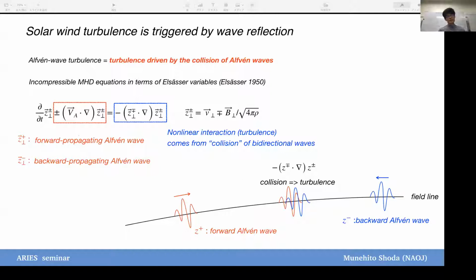So the second topic is the Alfvén wave turbulence. Alfvén wave turbulence is defined as turbulence driven by the collision of two bidirectional Alfvén waves. If you rewrite the incompressible magnetohydrodynamic equations in terms of Elsasser variables defined by this, z plus and z minus, the equations are reduced to a very simple form.